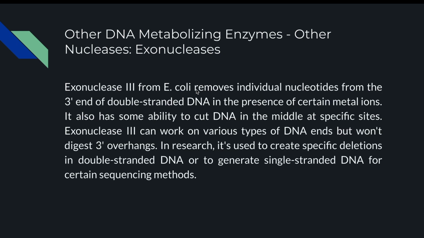Exonuclease 3 from E. coli removes individual nucleotides from the 3' end of double stranded DNA in the presence of certain metal ions. It also has some ability to cut DNA in the middle at specific sites. Exonuclease 3 can work on various types of DNA ends but won't digest 3' overhangs. In research, it's used to create specific deletions in double-stranded DNA or to generate single-stranded DNA for certain sequencing methods.